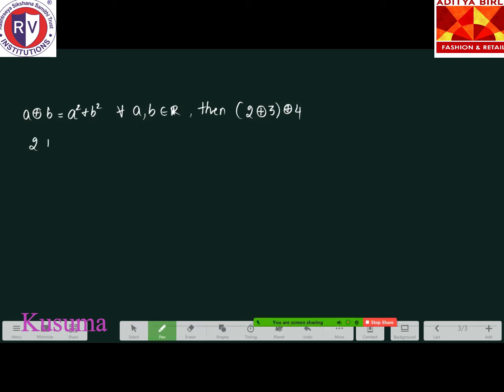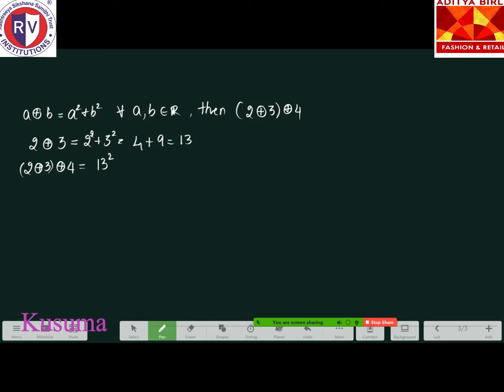So the value of this will be 2 square plus 3 square, right? That is a square plus b square here. This is 4 plus 9, which is 13. Now we know that the first term here is 13, right?